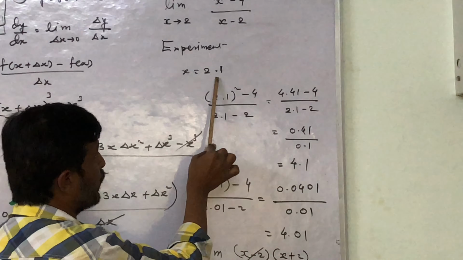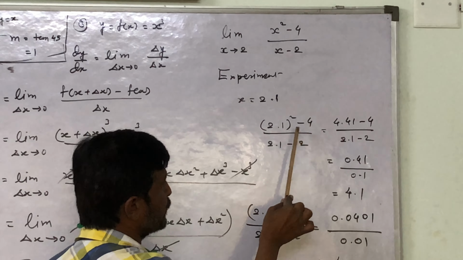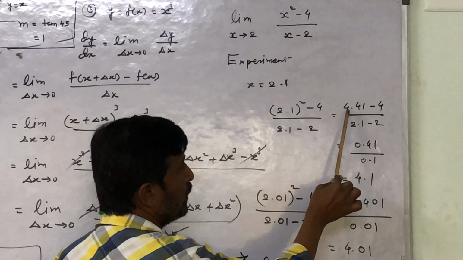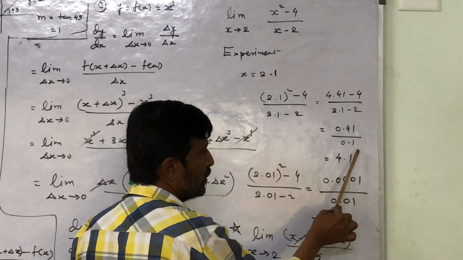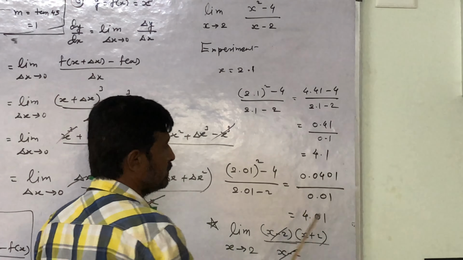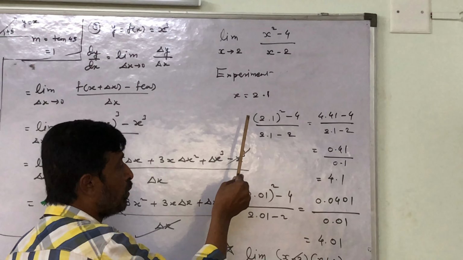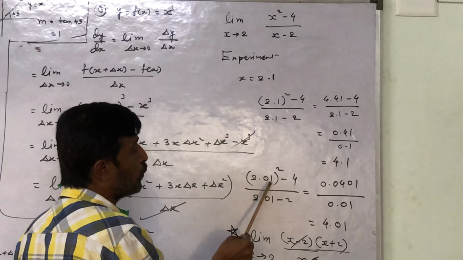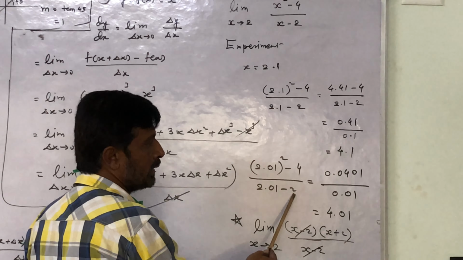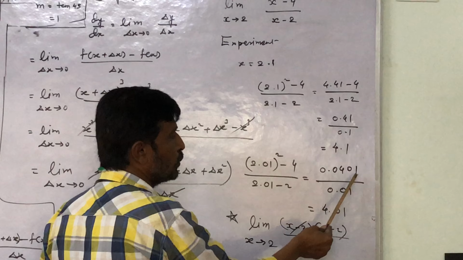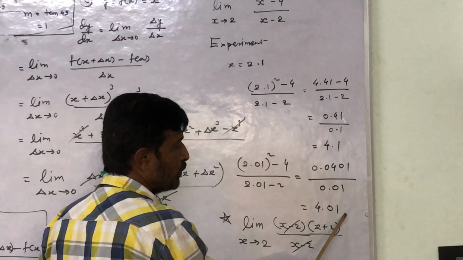If you take x equal to 2.1, 2.1 square minus 4 upon 2.1 minus 2. So 4.41 minus 4 upon 2.1 minus 2. So 0.41 upon 0.1. So 4.1. If you take a closer value, 2.01. So 2.01 whole square minus 4 upon 2.01 minus 2. So 0.0401 upon 0.01. So 4.01.